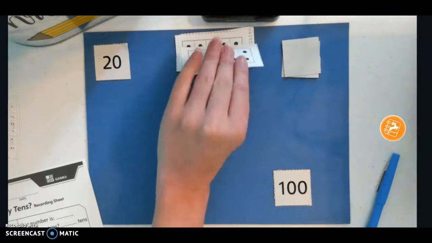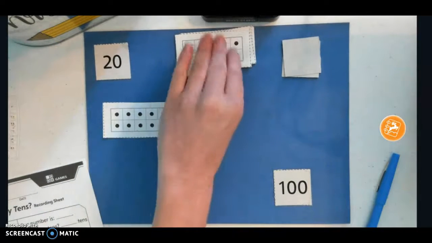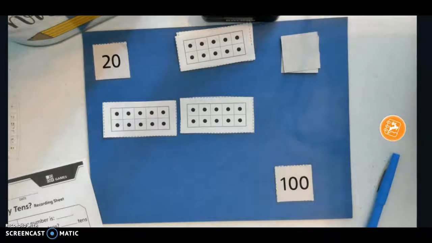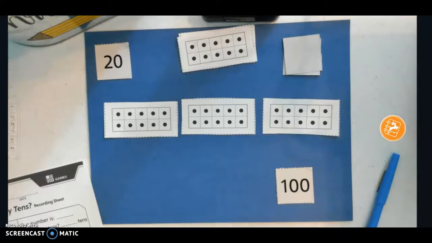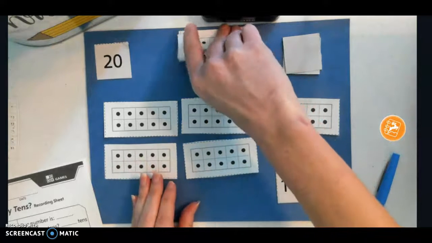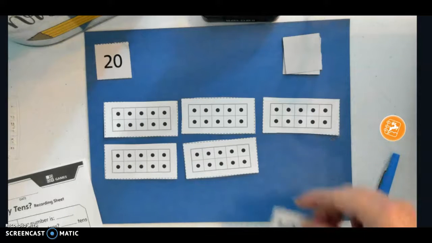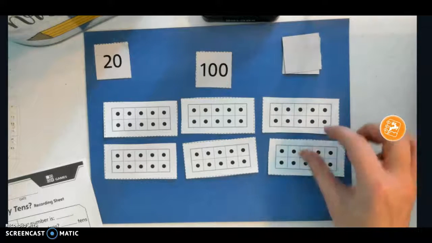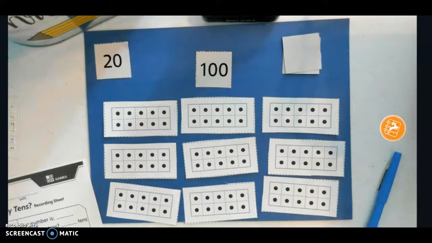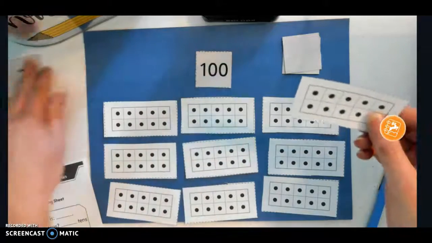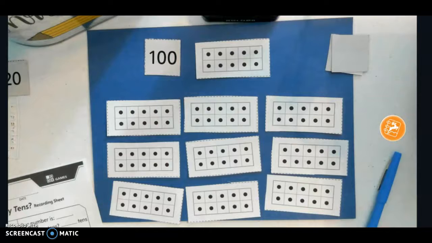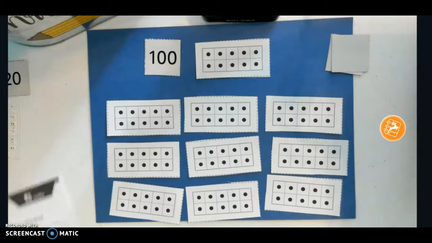All right, let's see if we can do this together. This is 10, 20, 30, 4 10 frame cards makes 40, 50, I'm going to run out of game space, aren't I? 60, 70, 80, 90. I've got one more little guy here. Move these. 100. So let's go to our sheet and record our answer.